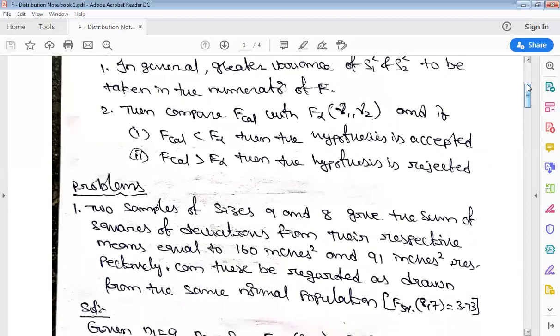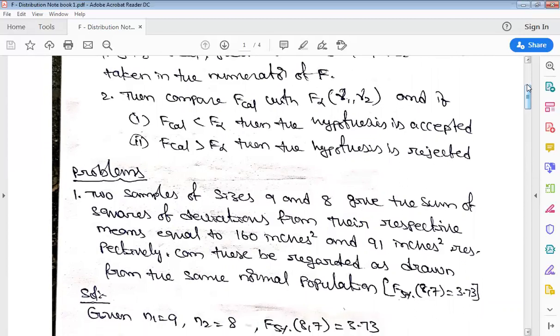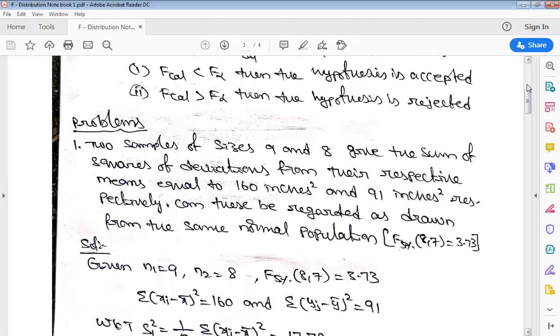The problem says two samples of sizes 9 and 8 give the sum of the squares of deviations from their respective mean equal to 160 inches square and 91 inches square respectively. Can these be regarded as drawn from the same normal population? It is given F 5% 8,7 is 3.37. So this is at 5% degree of freedom. So let's see how to solve this problem.